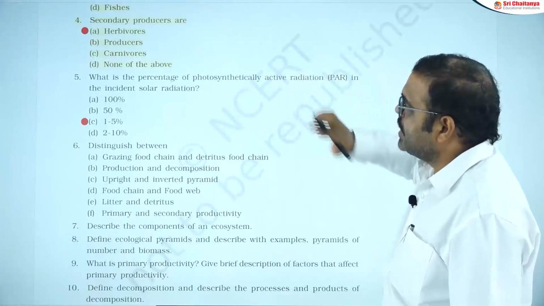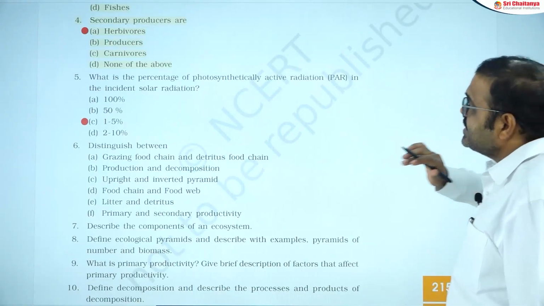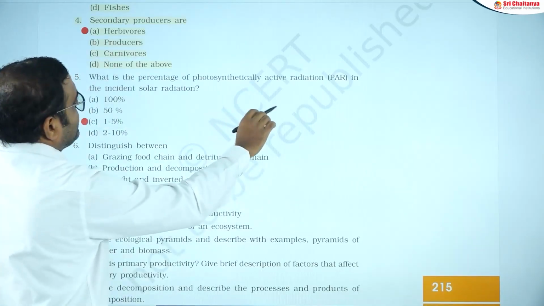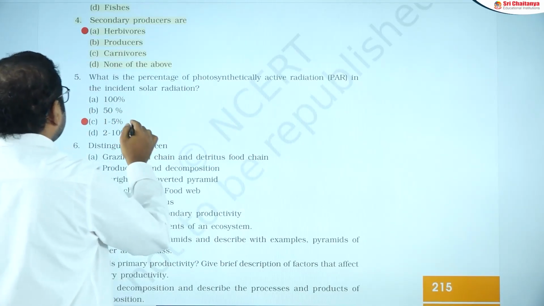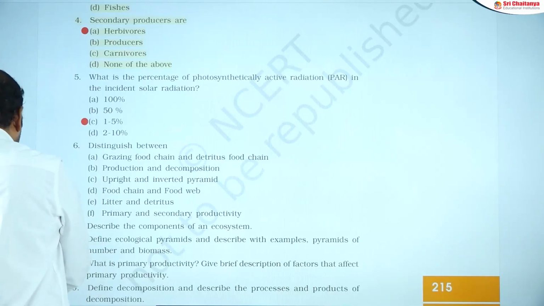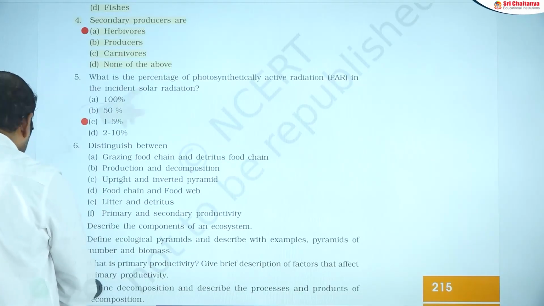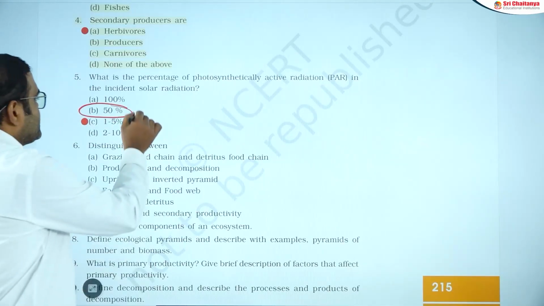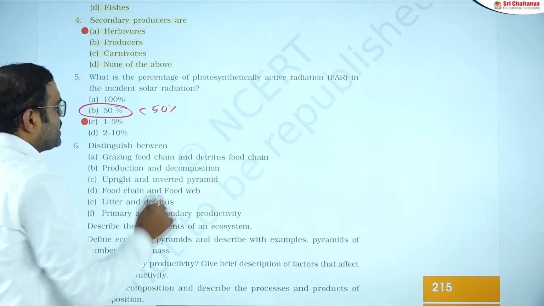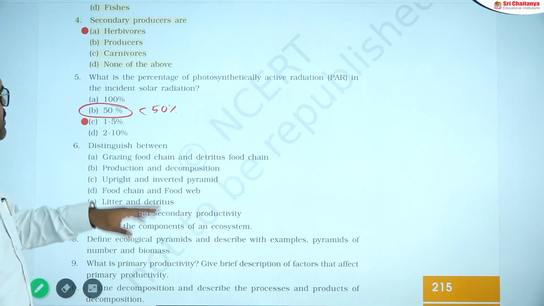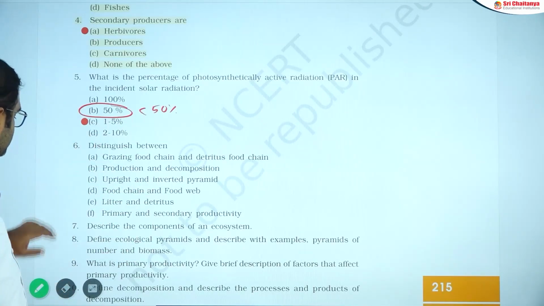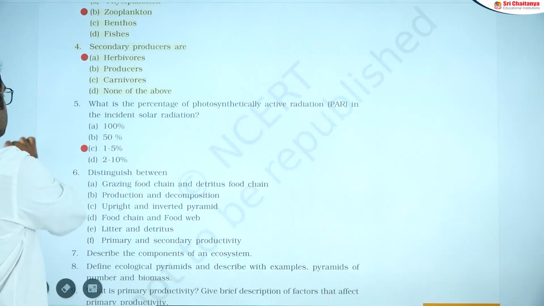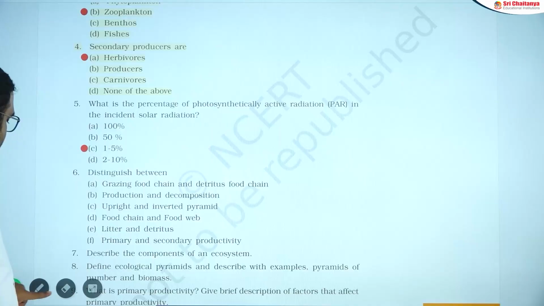Secondary producers are herbivores. And what is the percentage of photosynthetically active radiation, PAR, in incident solar radiation? It is lesser than 50 percent. Here the answer should be changed. What is the percentage of PAR in incident solar radiation? It is 50%, or somewhat lesser than 50%, is the correct answer as per that part. Then NPP for that is 1 to 5%. So this is not a correct point. B is the correct answer. For that case, do check that one.